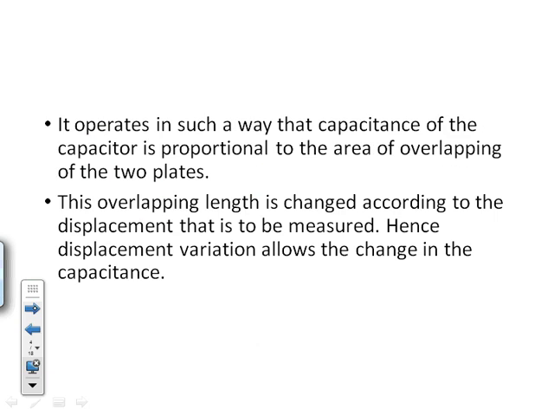It operates in such a way that the capacitance of the capacitor is proportional to the area of overlapping of the two plates. This overlapping length is changed according to the displacement that is to be measured. Hence, the displacement variation causes a change in the capacitance. So by changing the length, that is the overlapping area, we change the capacitance and we can measure the displacement.